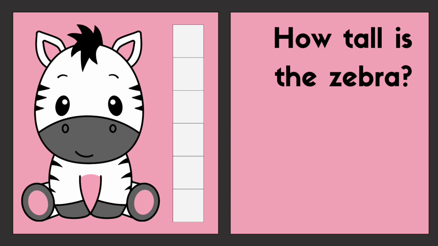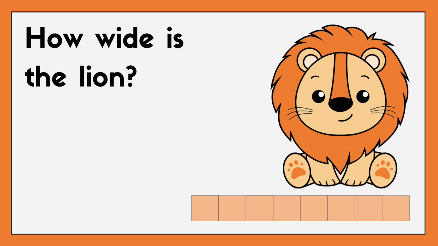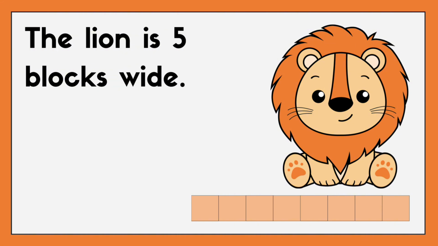How tall is the zebra? Let's count with me. 1, 2, 3, 4, 5, 6. Yeah, the zebra is 6 blocks tall. How cute. How wide is the lion? Okay, 1, 2, 3, 4, 5. The lion is 5 blocks wide.